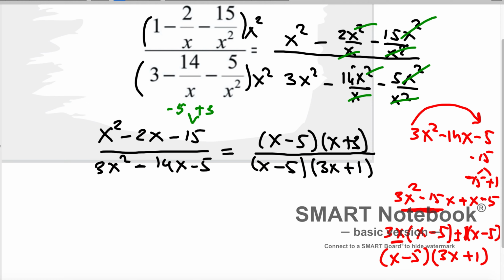And now we are looking at what we can simplify here. x minus 5 with x minus 5 can be simplified, and the final result here is x plus 3 divided by 3x plus 1. So this is the simplest form of this double rational expression.